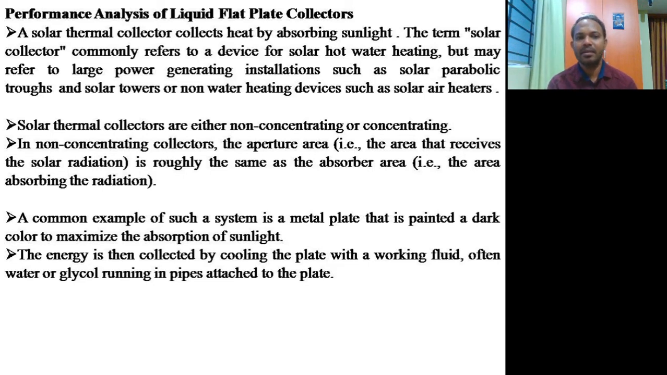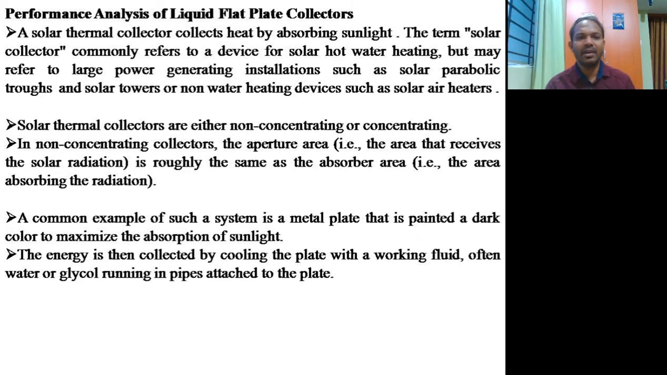but may refer to large power generating installations such as solar parabolic troughs and solar towers, or non-water heating devices such as solar air heaters. Now, this is what I wanted to make a point over here. When we talk about the solar parabolic troughs, they are not extensively used for heating water, but for devices such as solar air heaters. Is it clear?